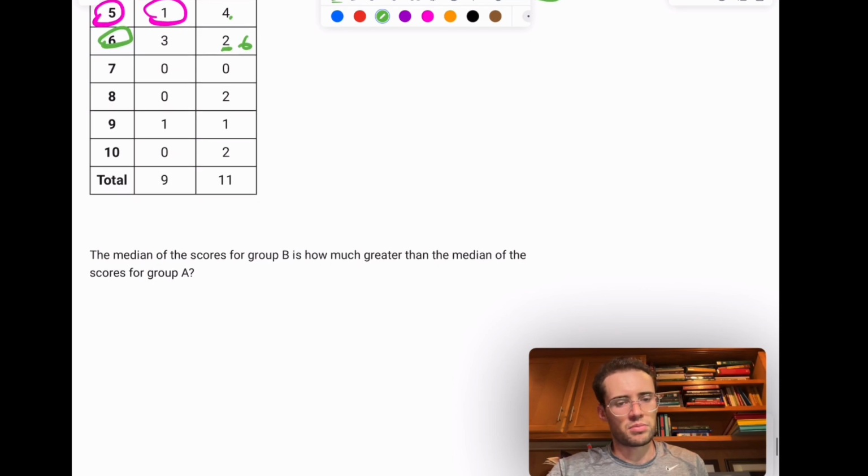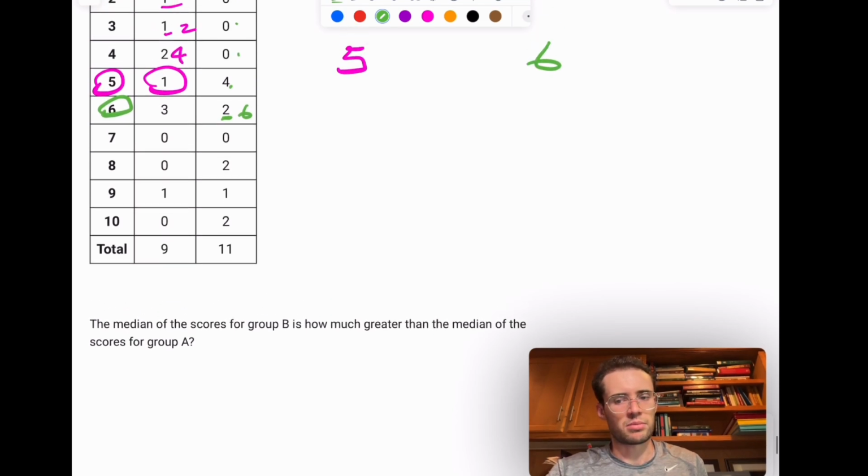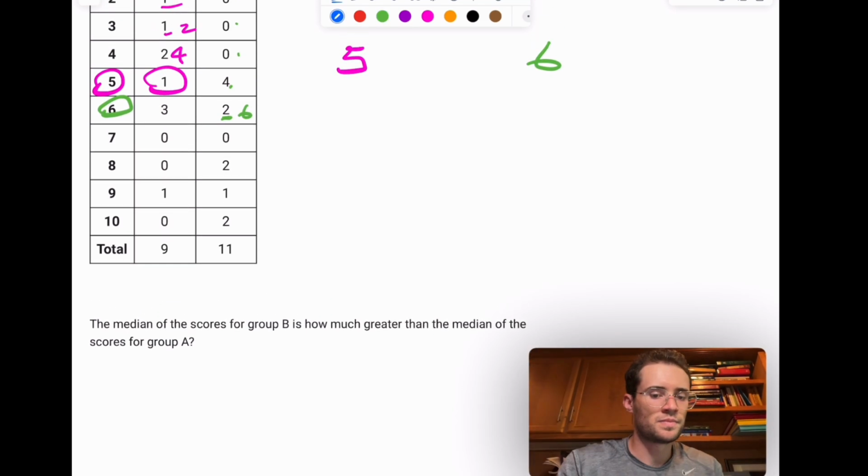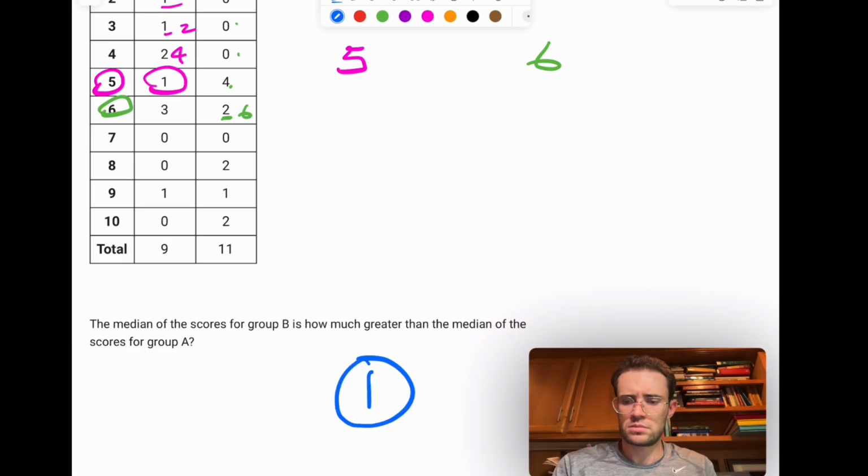The median group score B is how much greater. So how much bigger is 6 than 5? That's 1. I feel like I'm missing something. That seems too easy. And that's the last question.